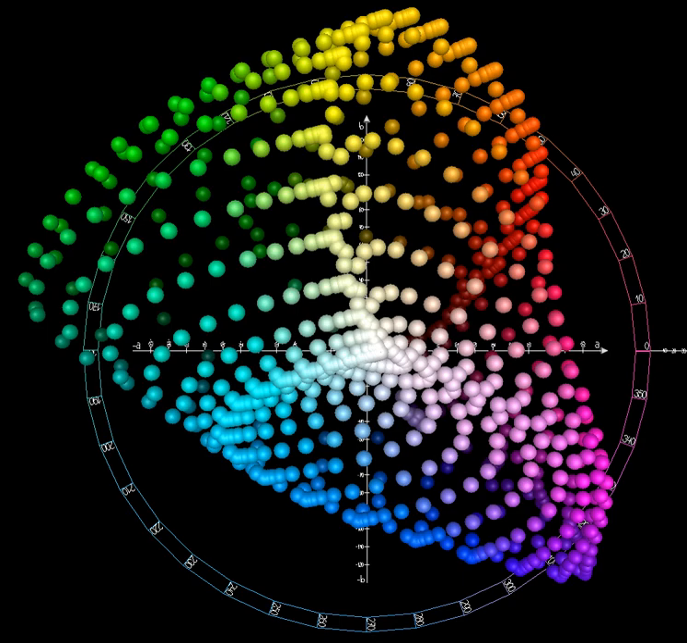Since CIELAB and CIELUV, the CIE has been incorporating an increasing number of color appearance phenomena into their models, to better model color vision. These color appearance models, of which CIELAB is a simple example, culminated with CIECAM02.